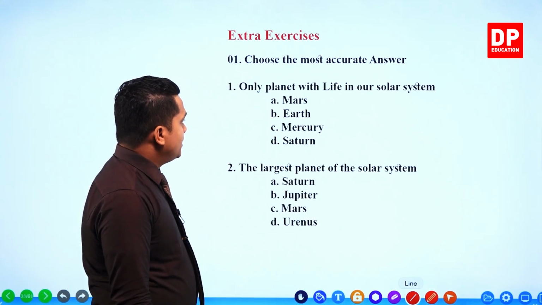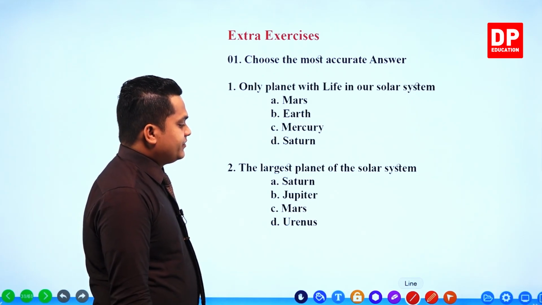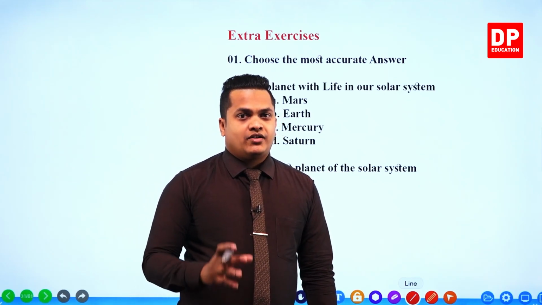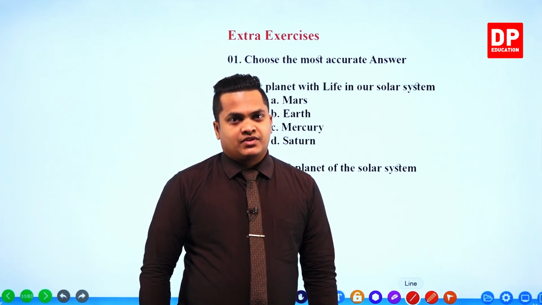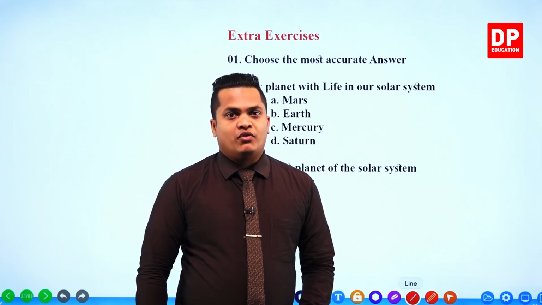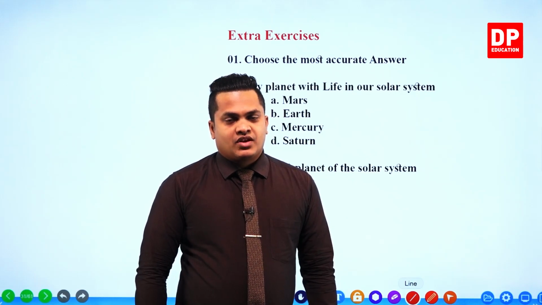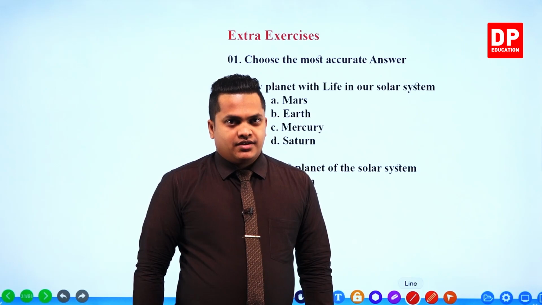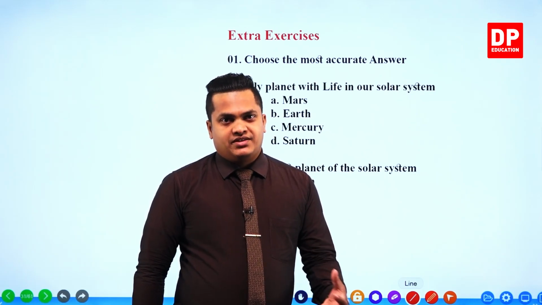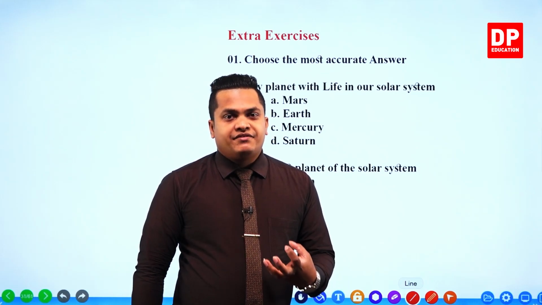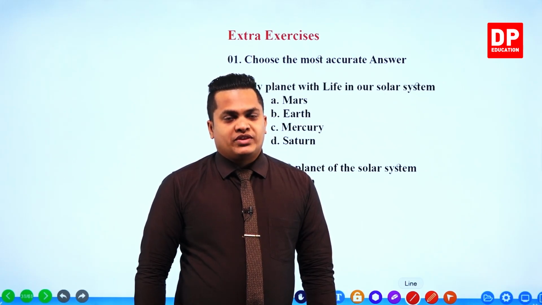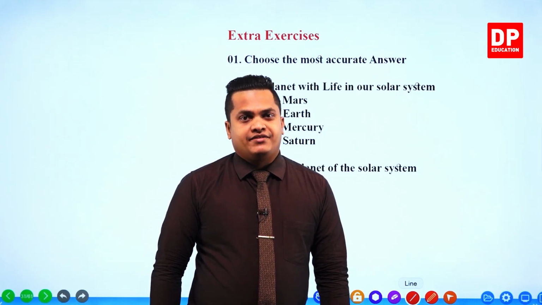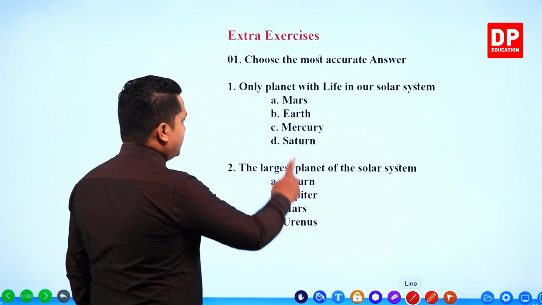The first question: only planet with life in our solar system. The one and only planet that has life in our solar system. Very simple question. Up to now, we haven't found any form of life on the other planets. However, Earth is pretty much alive. Here we can observe different life forms. So organisms are living on planet Earth. Within our solar system, my dear children, the only planet that has life is Planet Earth. Planet Earth is our answer.